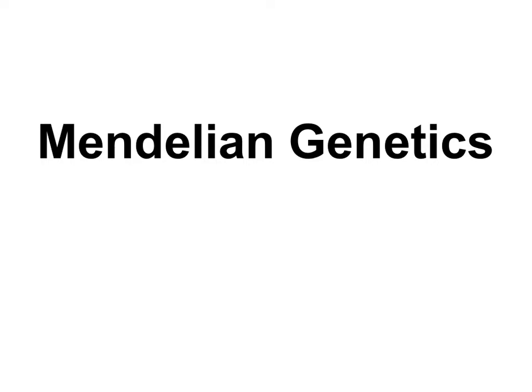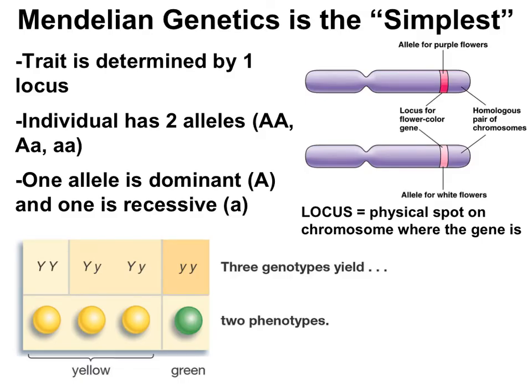The explanation that he came up with to explain his data is now known as Mendelian genetics. Even though Mendelian genetics is considered simple by today's standards, the principles of Mendelian genetics were revolutionary at the time in the late 1800s and early 1900s. Mendelian genetics deals with traits that are determined by one locus. A locus isn't an insect, that's a locust with a T at the end. But a locus is a spot on a chromosome where a gene is located. So think of locus and location of a gene.